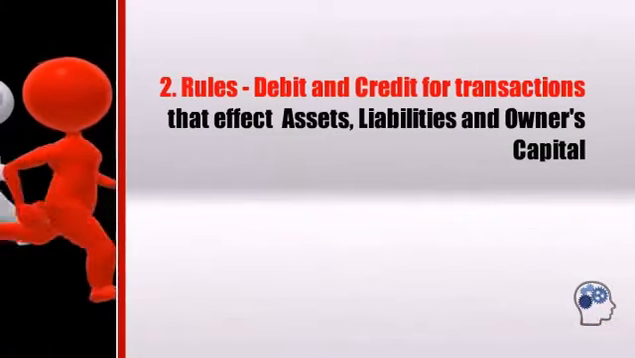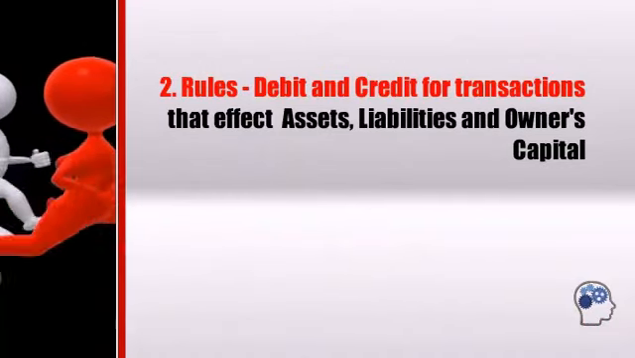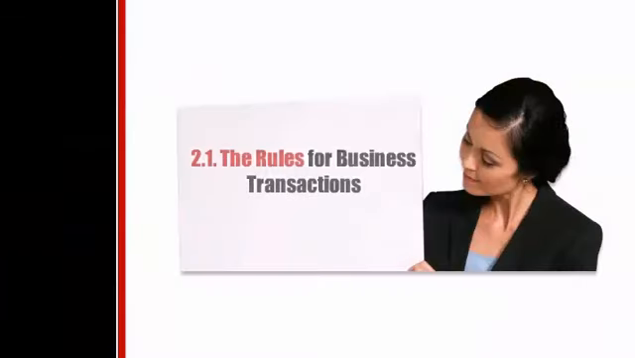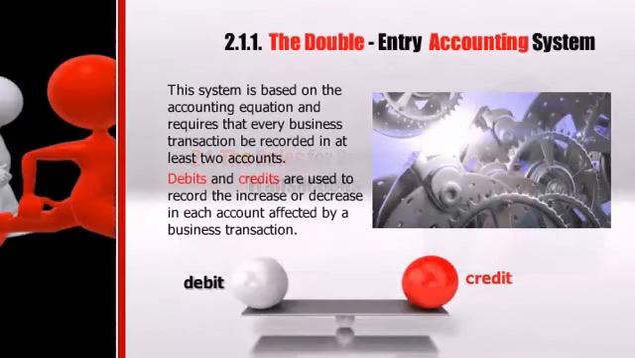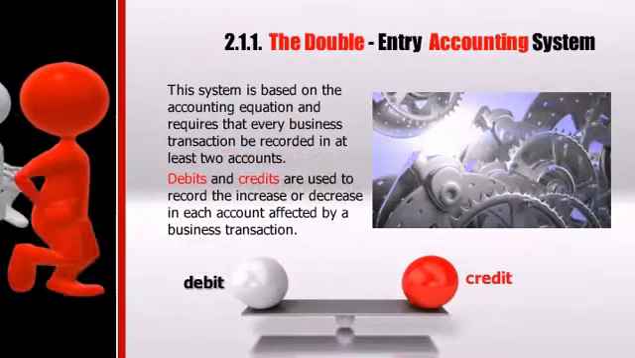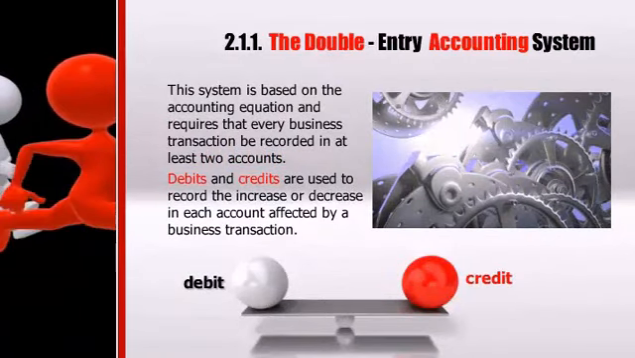Now I'd like to move on to rules for the transactions that affect assets, liabilities, and owner's capital. Applying credit and debit rules for business transactions. All businesses use what is called the double-entry accounting system. This system is based on the accounting equation and requires that every business transaction be recorded in at least two accounts. In addition, it requires that the total debits recorded for each transaction equal the total credits recorded.